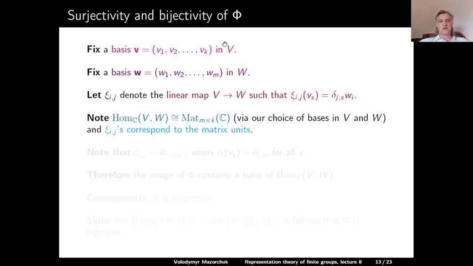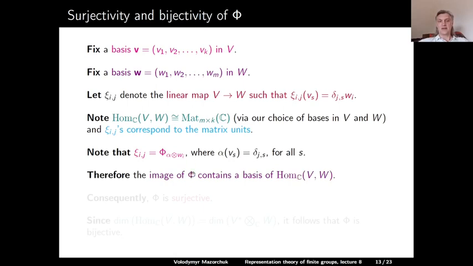So in fact, since we have chosen the basis of V and the basis in W, the set of all linear maps from V to W is isomorphic as a vector space to the vector space of all m times k complex matrices. And then our linear maps psi_ij correspond exactly to the matrix units. So they correspond to a basis in this space of all linear maps from V to W. Also note that this psi_ij is equal to phi of alpha tensor wi, where alpha is an element in V star such that it sends vs to delta js for all s, and wi is our element in the basis of W.